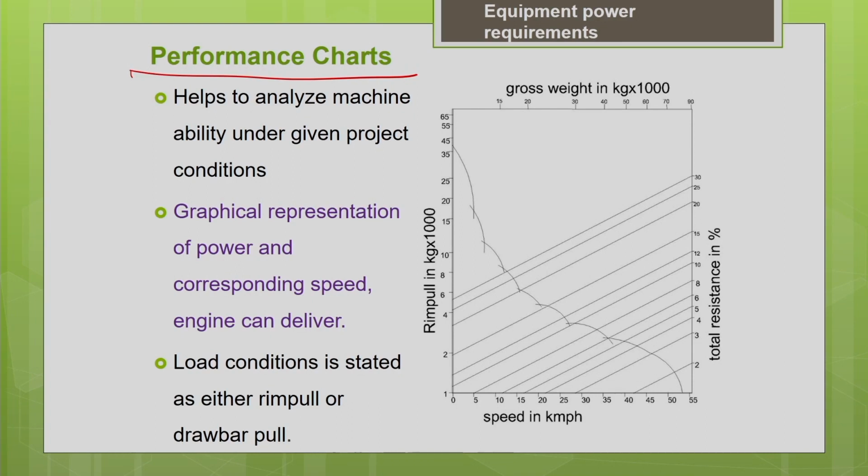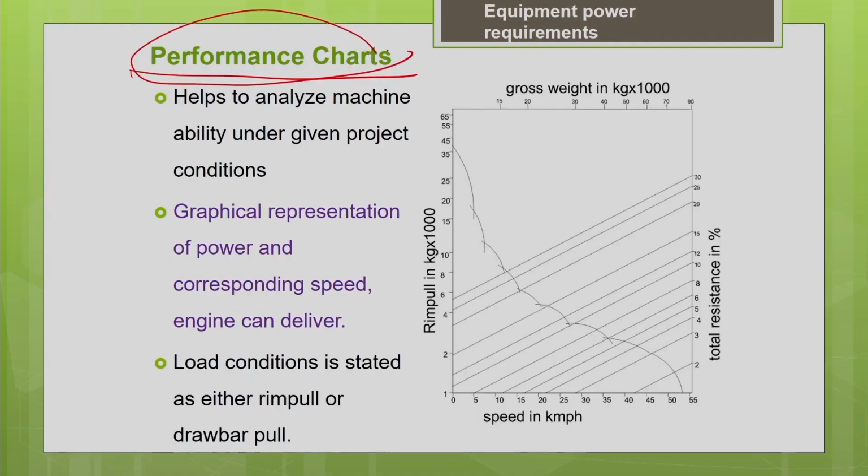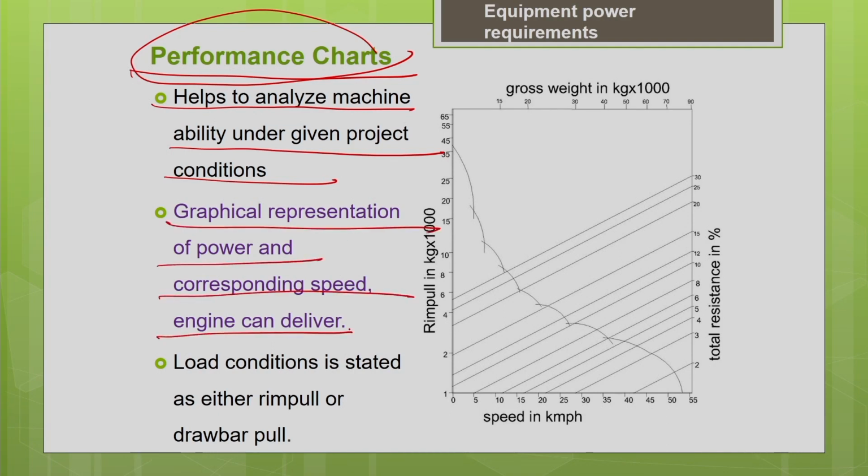Generally the equipment manufacturer supplies the performance charts for the models which are manufactured by them. In the equipment handbook, you can see the performance charts of various models manufactured by the manufacturer. With the help of the performance chart, we can know the actual performance of the machine in a particular project condition. That is the significance of this chart. It helps you to analyze the machine ability under the given project condition. It is basically a graphical representation of power and the corresponding speed an engine can deliver.